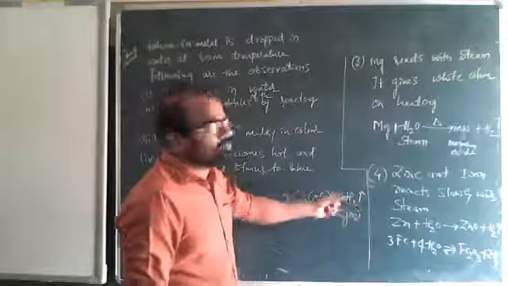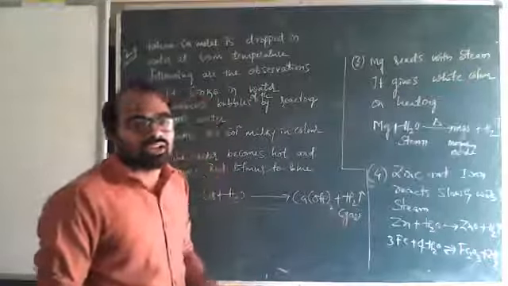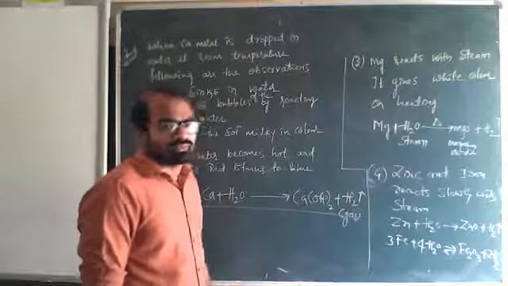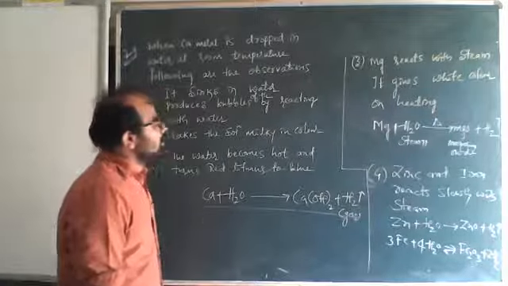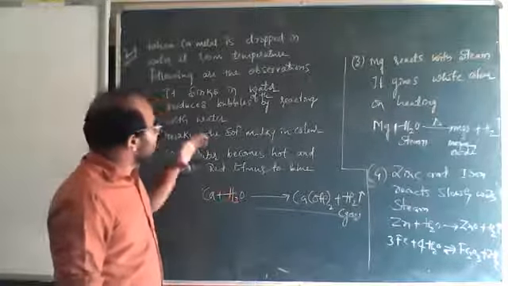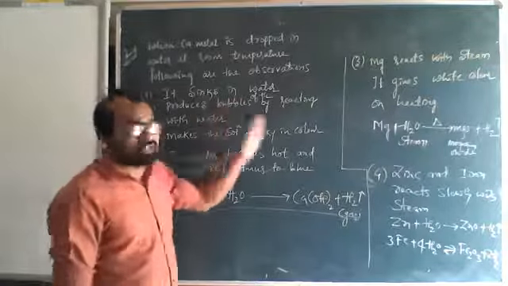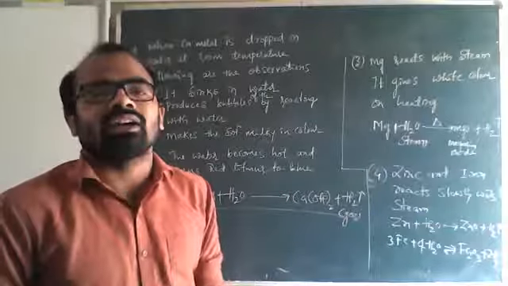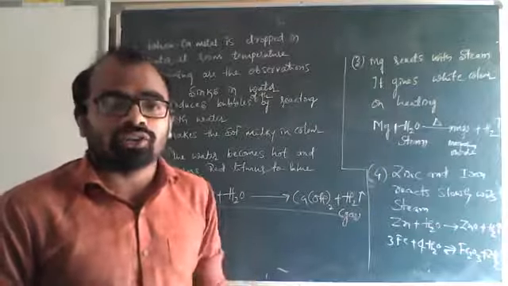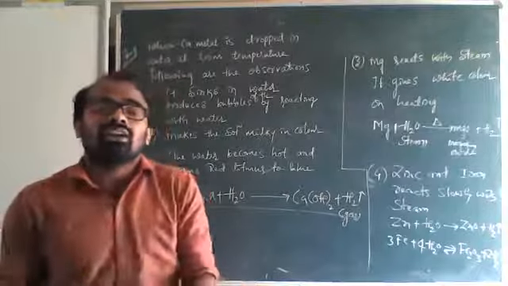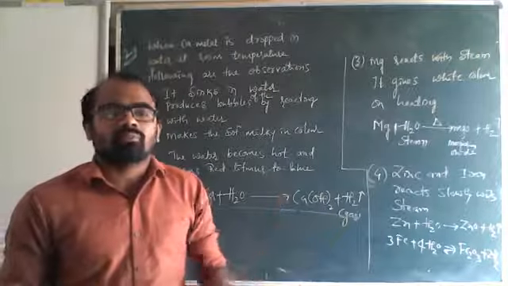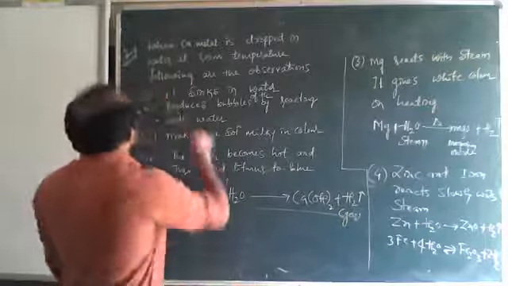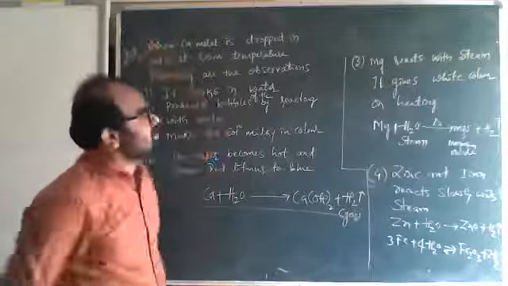How do you know that? Bubbles of hydrogen gas are produced. When calcium reacts with water, it sinks in water, produces bubbles of hydrogen gas by reacting with water, makes the solution milky in color, the water becomes hot, and it converts red litmus paper to blue litmus paper. So this is regarding the reaction of calcium metal.